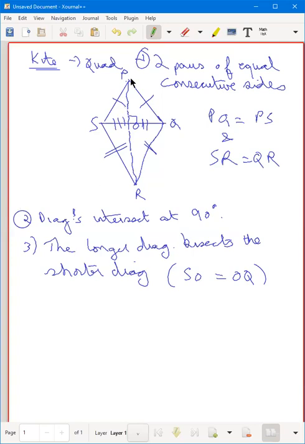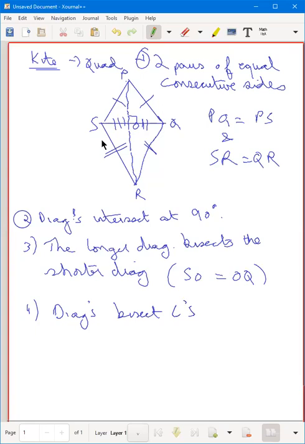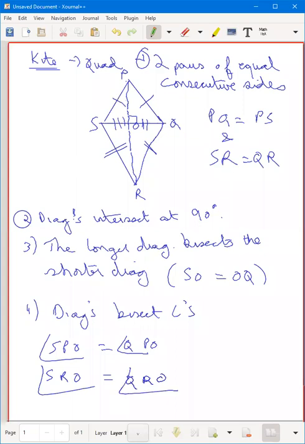Another property is that the longer diagonal bisects the angles. So the fourth one is diagonals bisect the angles. That means that angle SPO is equal to angle QPO, and angle SRO will be equal to angle QRO. That means this angle is equal to this angle and this angle will be equal to this angle.